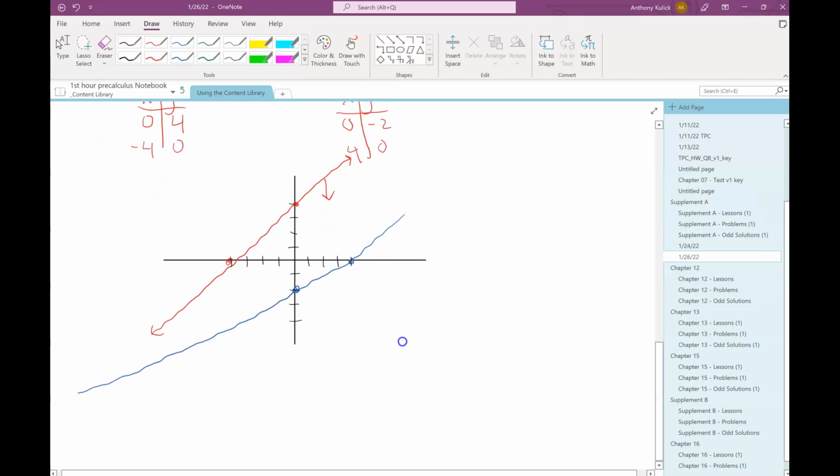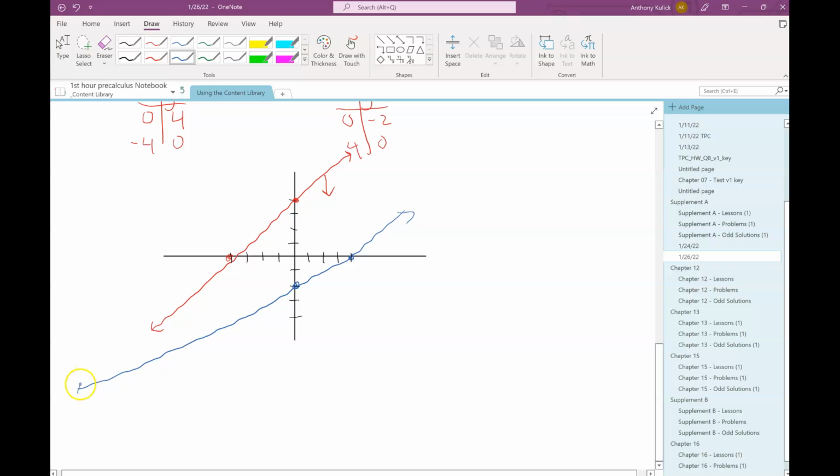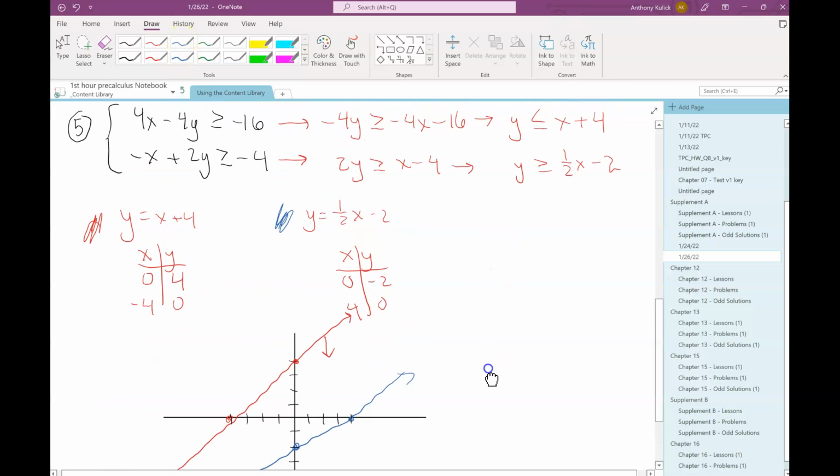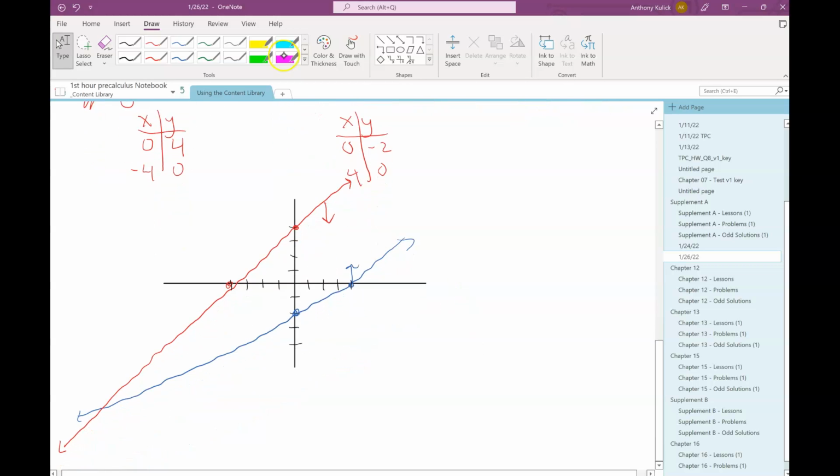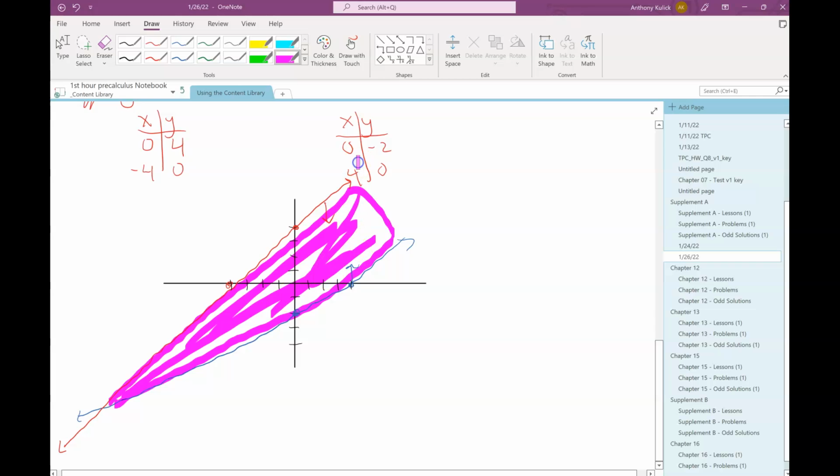Again, this is a solid line. I got that going way over there, so I need to make this line a little bit longer. There we go. And the blue line we are shading above because it's a greater than or equal to. So the area that I'm interested in is this section here in between the two.